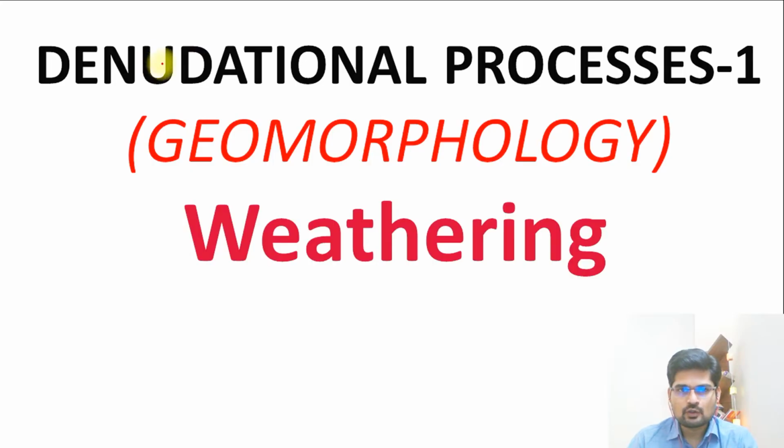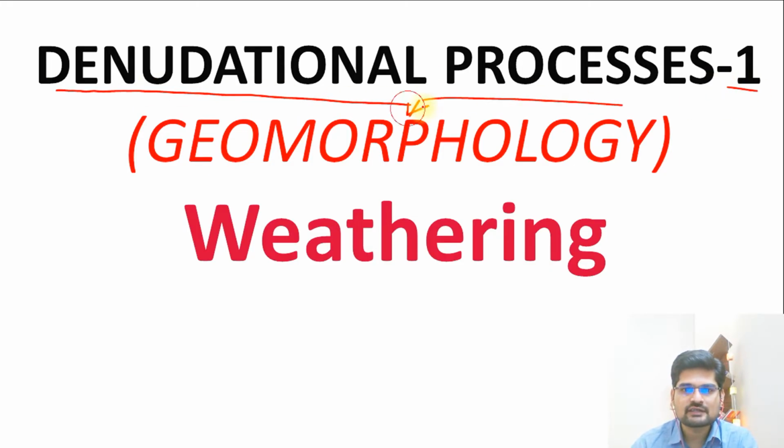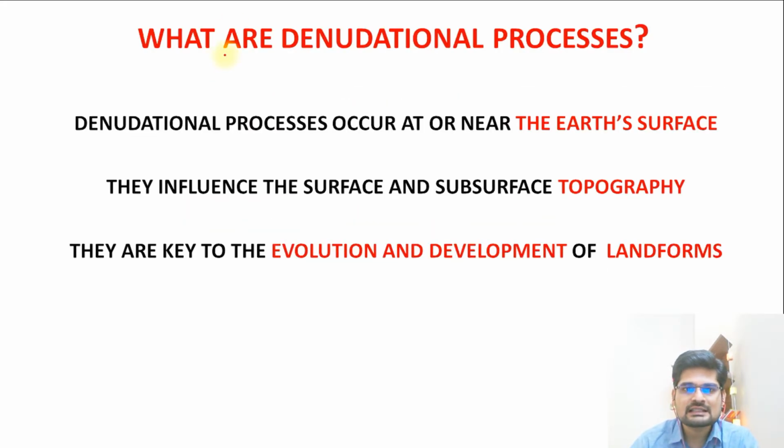So, in the first part of this process geomorphology, that is denudational processes number 1, which is part of the geomorphology that we are studying in physical geography. So, we are going to learn about various denudational processes, of which weathering that you see here is going to be the first topic in this session. So let's understand what are denudational processes, and then we further go ahead and understand what is weathering and its characteristics. So first thing is, what are the denudational processes?